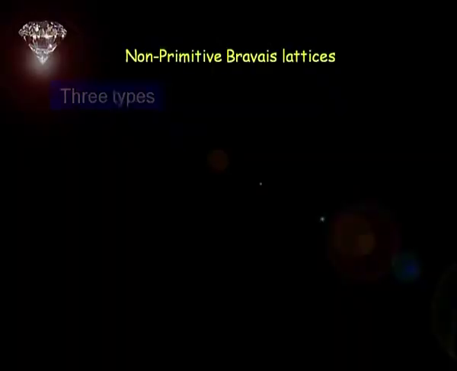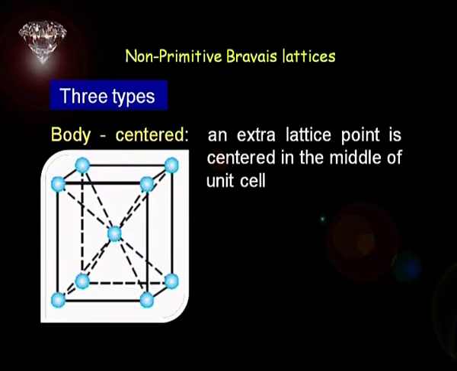So, let us now talk about non-primitive Bravais lattices. There are 7 primitive ones, and 7 non-primitive ones. Even these non-primitive Bravais lattices are subdivided further. They belong to 3 types. The first one is called a body centered one. What it means is that it has an extra lattice point which is centered in the middle of the unit cell. That means you have all the corners occupied, which basically will be a primitive cell, and if in addition to the corners being occupied by lattice points, there is a lattice point in the middle of the unit cell, then we say it is a body centered lattice.